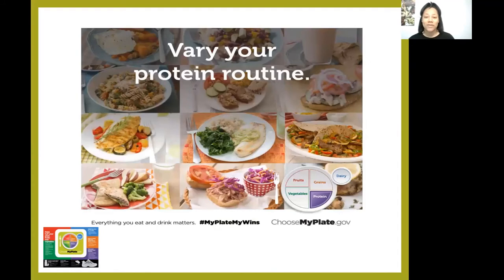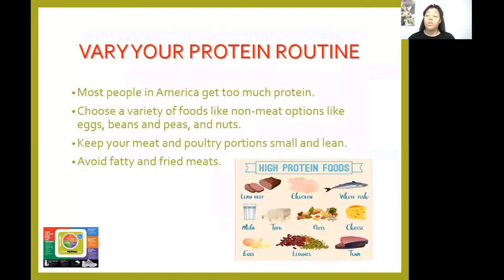It's protein, right? All right. And here we want to vary our protein routine. Okay. Most people in America get too much protein, right? How many people are guilty of having that double, triple burger, or having a 12-ounce, 16-ounce steak, or having a huge prime rib or something like that? Usually we're conditioned to believe that our protein should be half our plate, should be our biggest portion on our plate to make us full, when in actuality, vegetables, right? Vegetables should be our biggest portion on our plate.